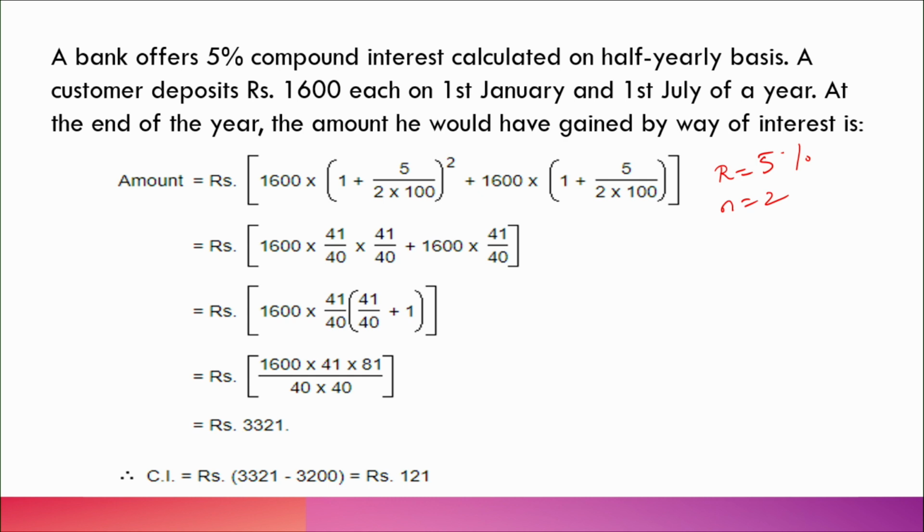The customer deposits 1600 rupees each on 1st January and 1st July of every year. So, the customer deposits 1600 rupees on 1st January. After 6 months, on 1st July of the year, he will deposit 1600 rupees once again. Okay. At the end of the year, what is the amount he would have gained by way of interest? After the completion of the year, how much interest will he gain?